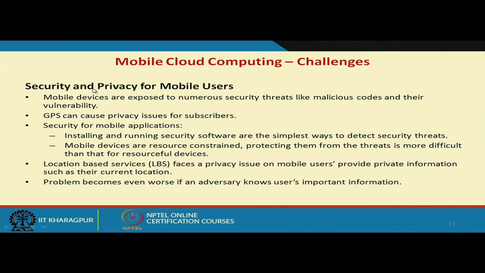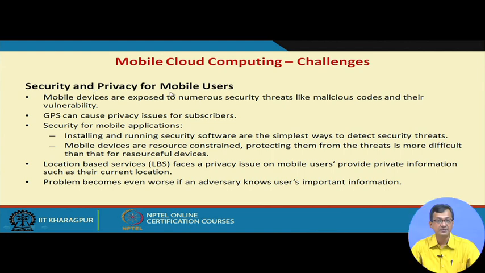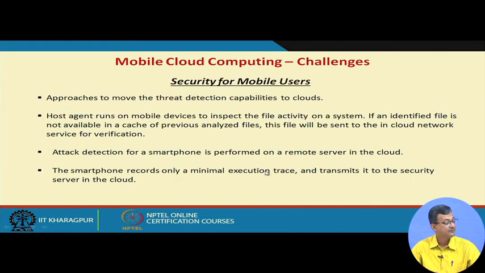So, there are several issues. Security and privacy of the mobile user is a major issue. Mobile devices can expose numerous security threats like malicious code, and GPS can cause privacy issues for the subscribers. Location based services face privacy issues, as the mobile user provides private information such as their current location, etc. The problem becomes worse if the adversary knows the user's important information, right. And for security of the mobile users, one approach is to move threat detection capabilities to the cloud.